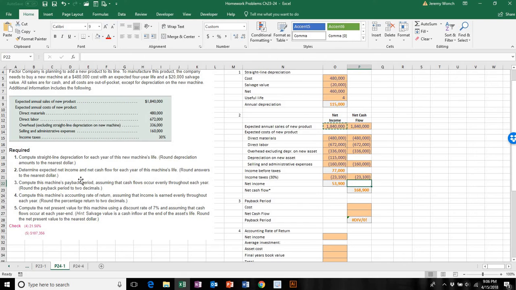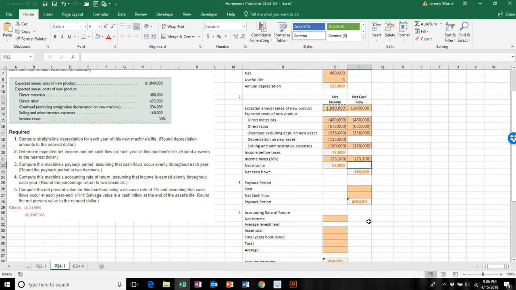And so now for part 3, we want to calculate the payback period. And so the payback period is simply the cost of the machine, and we want to divide that by our net cash flows. And so, based on these assumptions, it would take us 2.84 years to get our money back after paying for this machine.